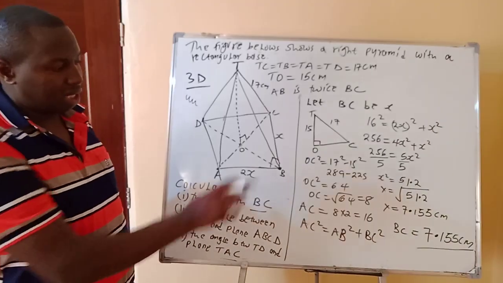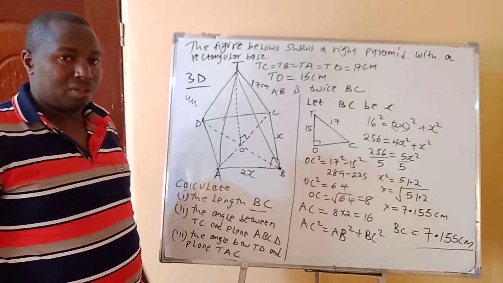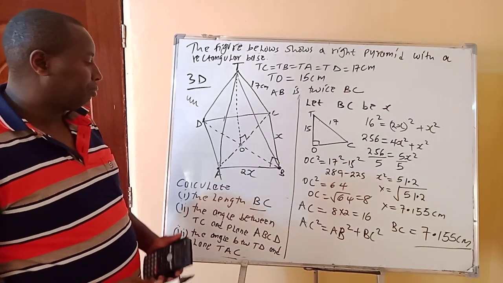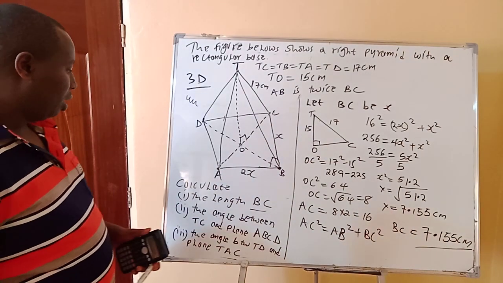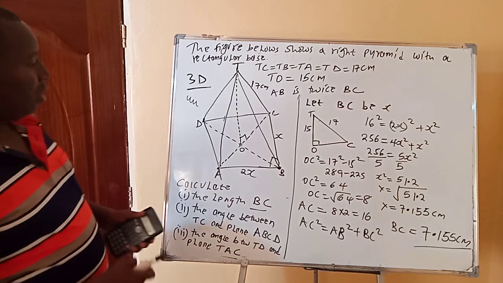7.155 centimeters. Let's deal with it in four significant figures. So that is the length of BC.